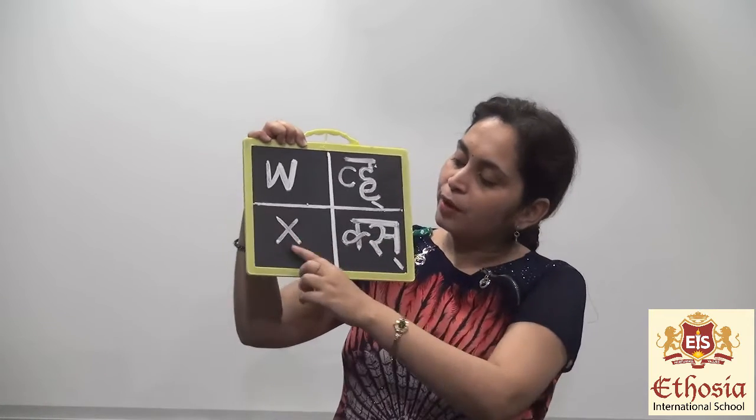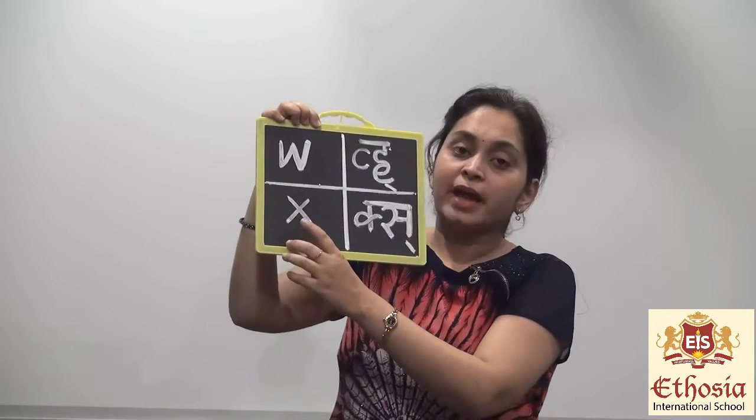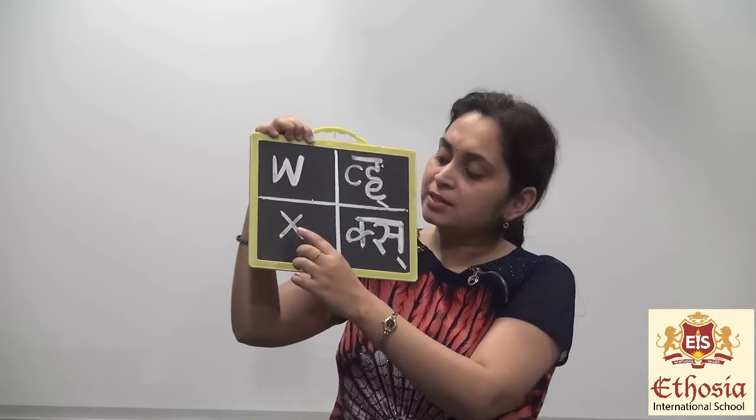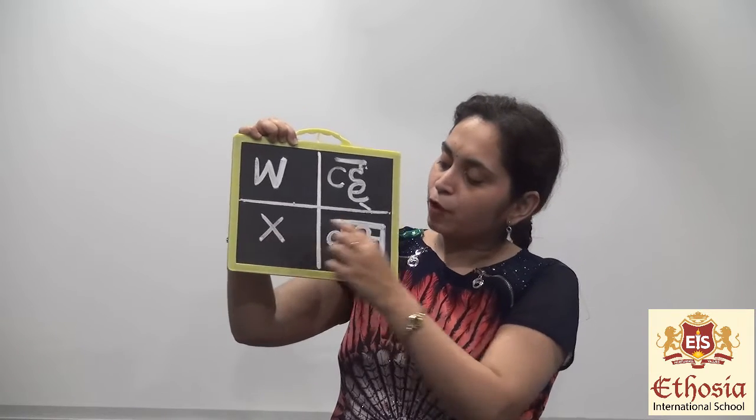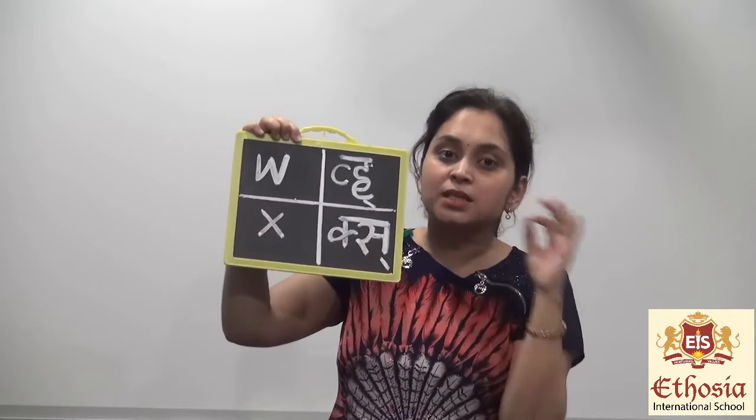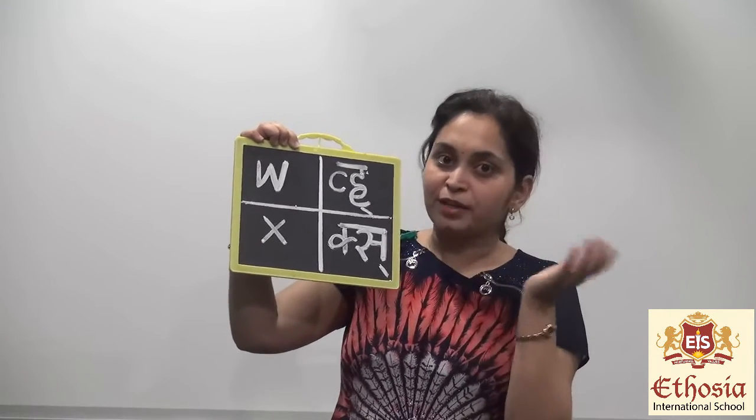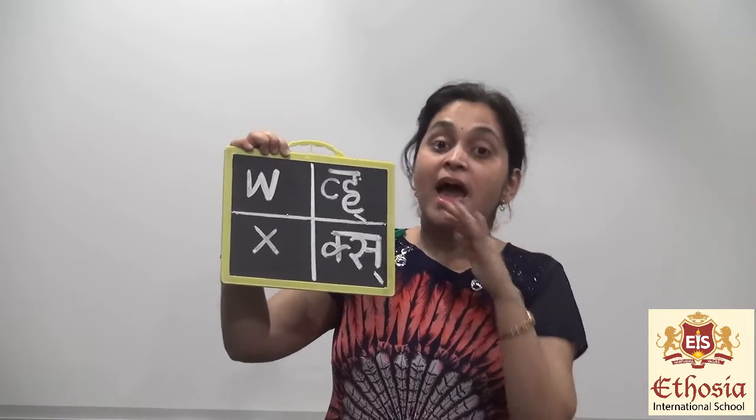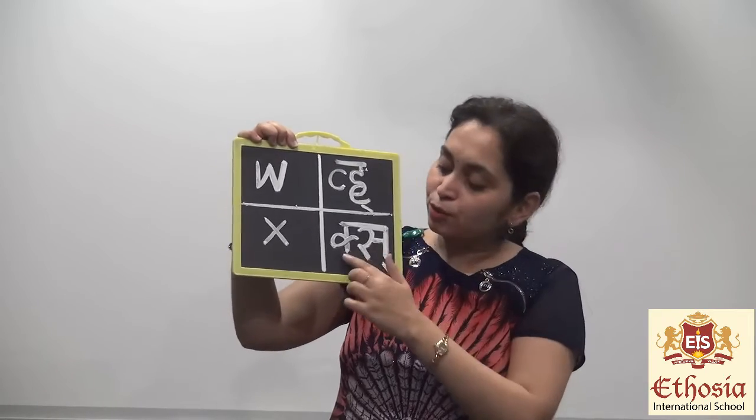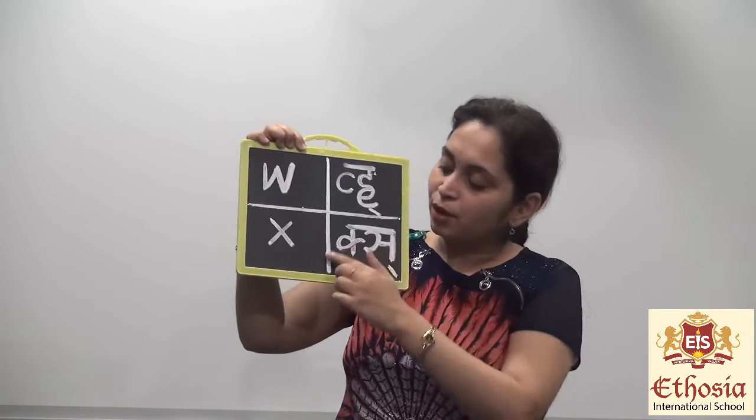Now next alphabet is X, and the phonic sound of X is X. There are many words, I can tell you one word, X-ray. So what is the sound? X. I am repeating, X. Alright.